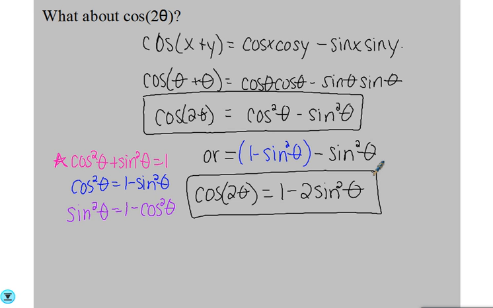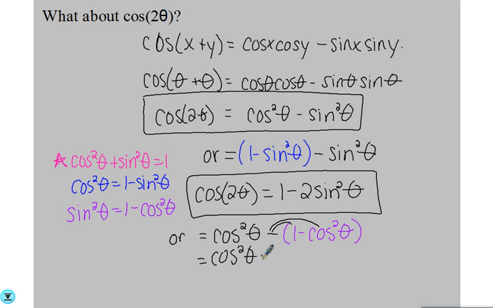We can also go back in and plug in for sine squared of theta, which would give us cosine of 2 theta equals cosine squared of theta minus our variation on sine squared, that sine squared is the same thing as 1 minus cosine squared of theta. Now we have to be careful with this negative symbol, so we're subtracting the 1 and we're subtracting negative cosine, which is going to give me cosine squared of theta minus 1 plus another cosine squared of theta by distributing the negative. So that's going to leave me with 2 cosine squared of theta minus 1 as my third formula variation for cosine of double an angle.